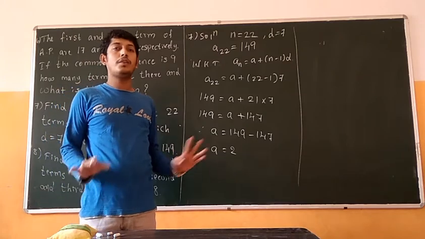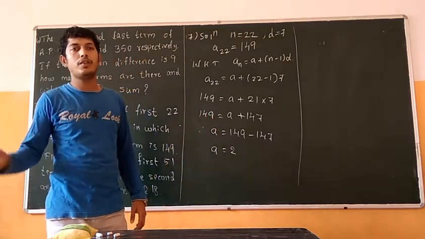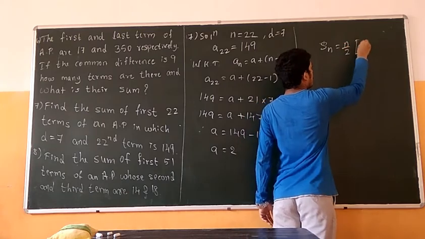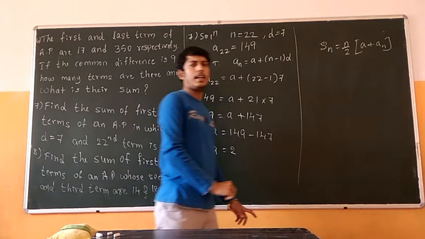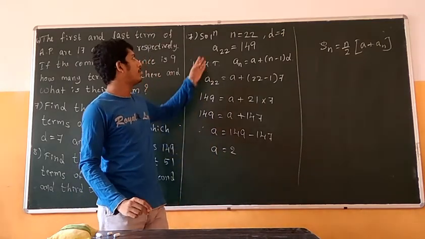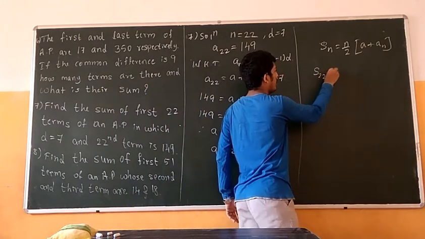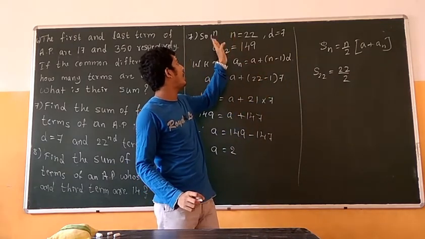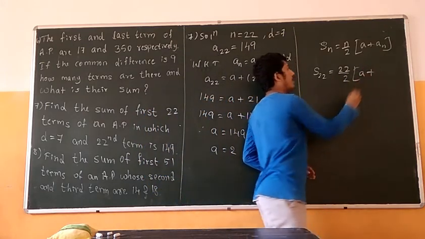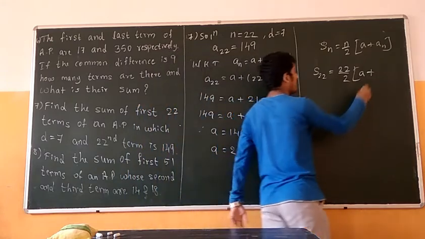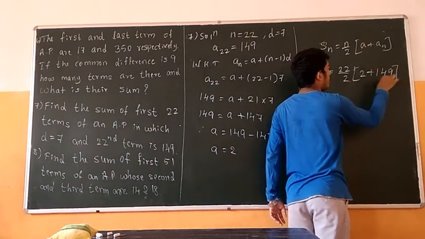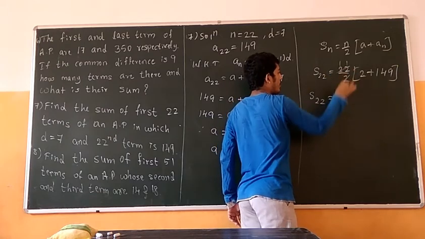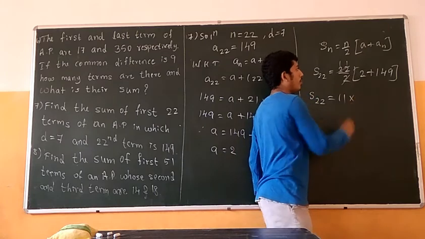Now we can use the formula for finding the sum of the terms of the arithmetic progression. Sn is equal to n by 2 into a plus an. So the n value is 22. Therefore S22 equals 22 by 2 into a plus an. The a value is 2 and the an value is 149. So now it becomes S22, we have to find, 11 into 149 plus 2, it becomes 151.